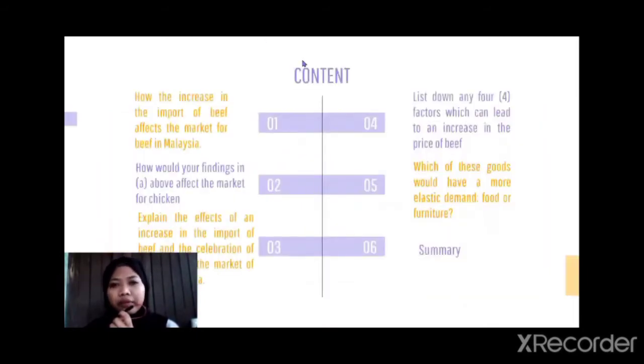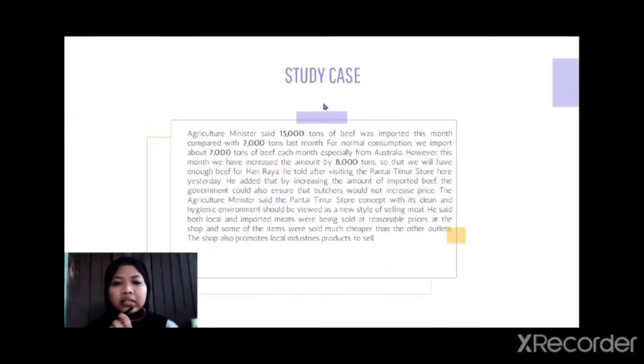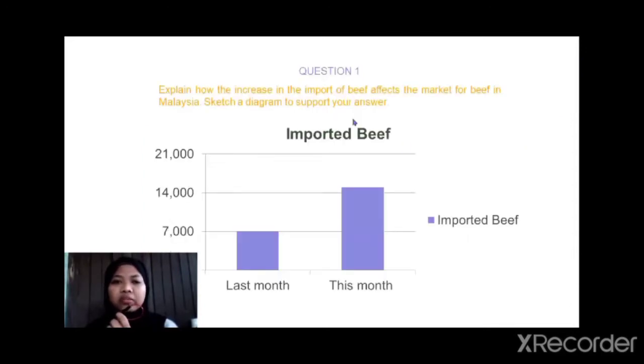So there are 5 questions included in this case study. This case study talks about 50,000 tons of beef imported this month compared with 7,000 tons last month for normal consumption. We import about 7,000 tons of beef each month, especially from Australia. So this clearly shows imported beef. So let's move to our first question.